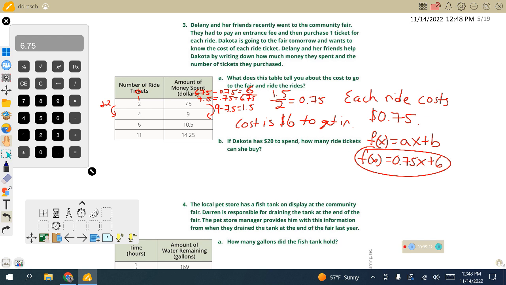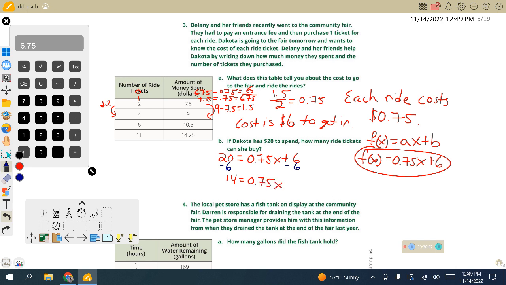Dakota's got $20. Your mom gave you $20 for the fair today. Cool. How many rides can you do? You've got $20, which sounds like a lot. But how much are you already out? $6. So how much money do you actually have for rides? You only have $14 really to spend. You've got $20 to start off with, cool, but you don't really have $20, do you? Because you have to take away that entrance fee. So you're only dealing with $14. And what does each ride cost you?